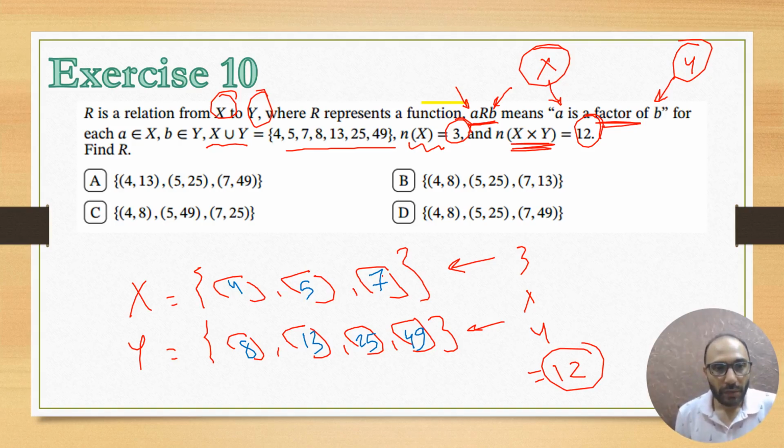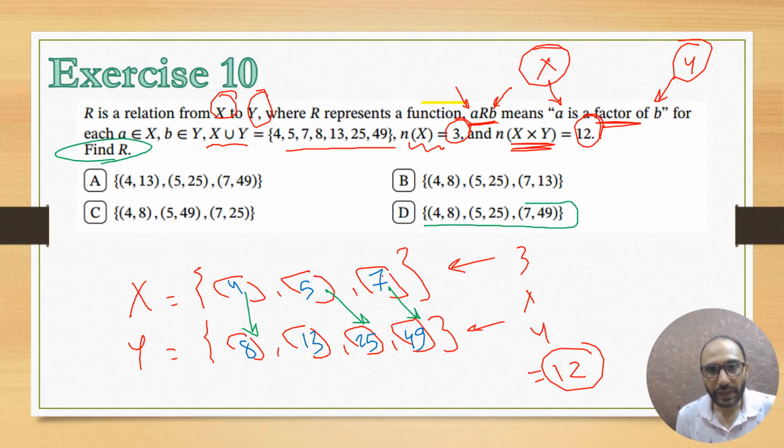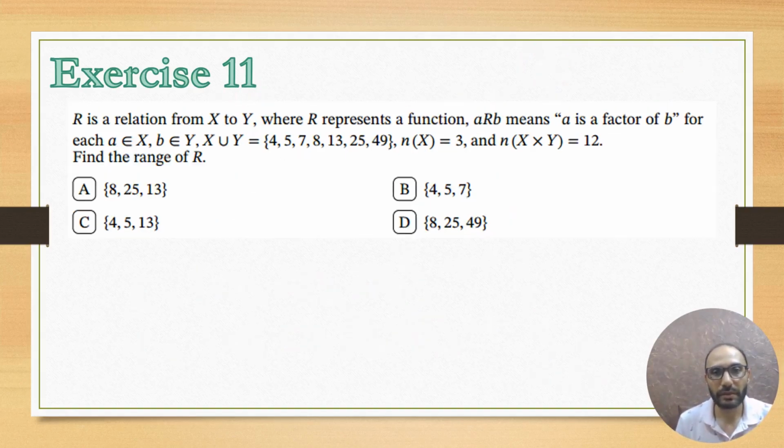Okay, so 4 can be connected with 8, 5 is a factor of 25, 7 is a factor of 49. The required is to find the relation R, so it's 4 and 8, 5 and 25, 7 and 49, which is choice letter D. 4 is a factor of 8, 5 is a factor of 25, 7 is a factor of 49. Okay, so let's see the next question.